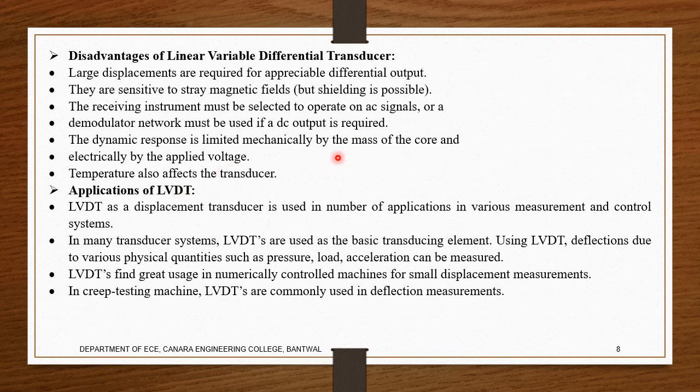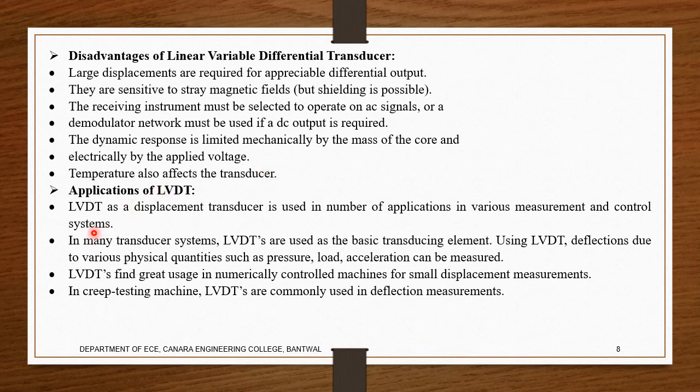So we cannot go for lighter weight also, we cannot go for higher weight also. So that design has to be considered when we are making an LVDT device. Temperature also affects it. Continuous movement might affect the windings and the continuous AC voltage provided might affect the transducer. So we can add an additional coolant or cooling device to it.